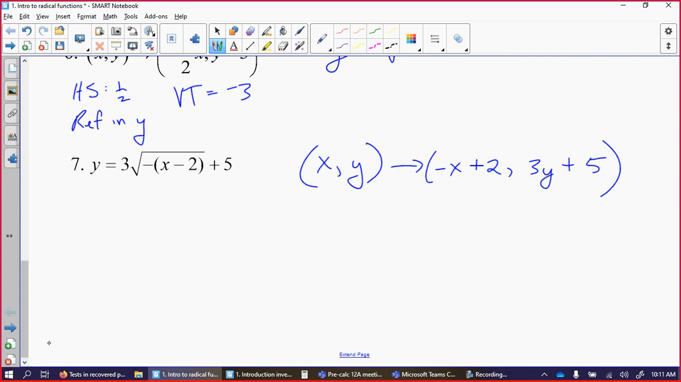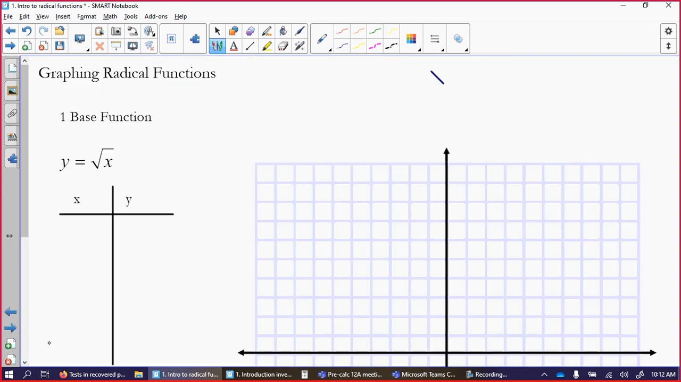Can we take an equation? Can we write a mapping rule? Can we take the mapping rule and sketch the new graph? Because when it comes to calculus and other things, it's not necessarily always about knowing exactly where all of the points are. It's knowing what shape the graph is and where it is. So our base function is y equals the square root of x.